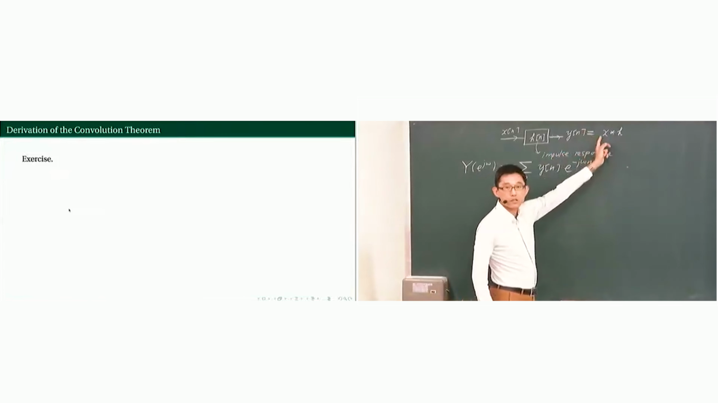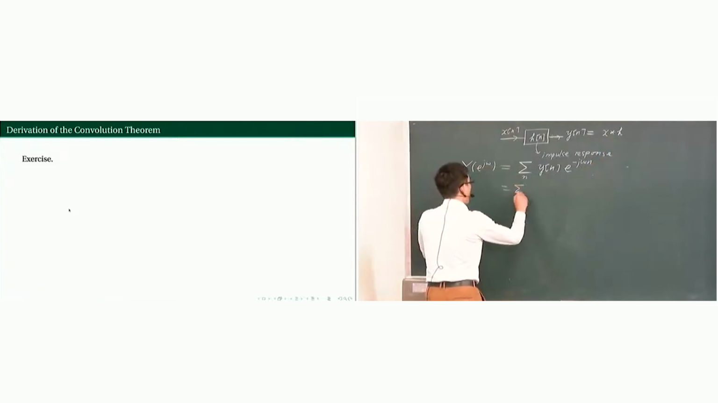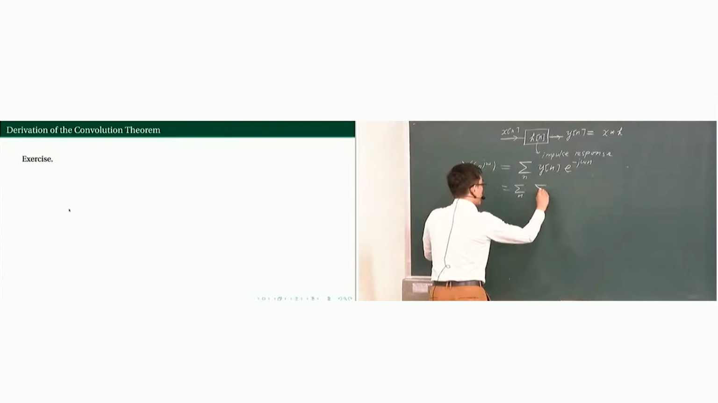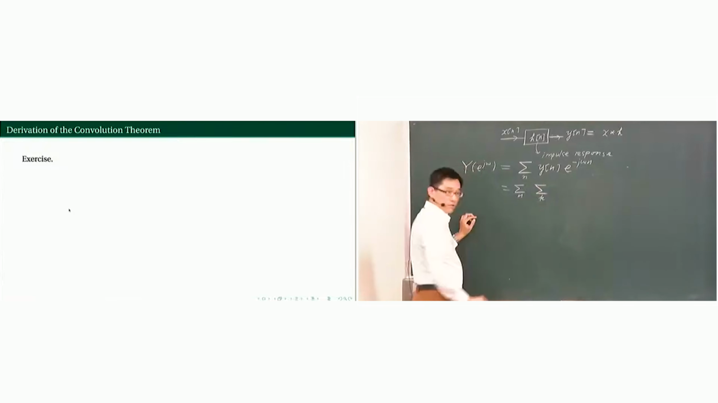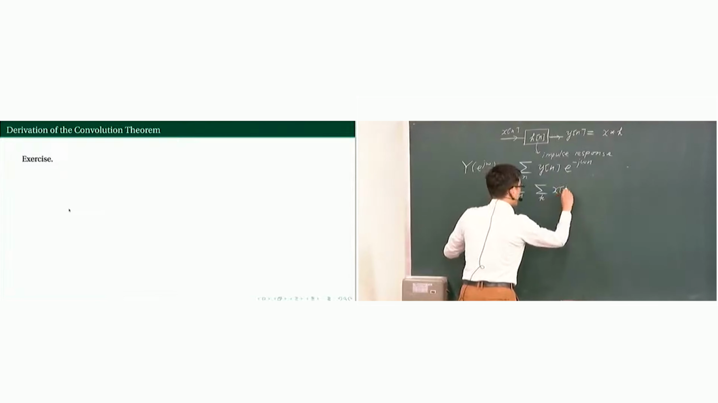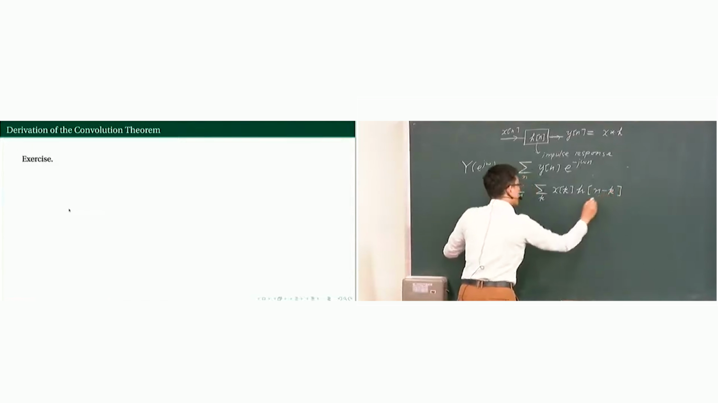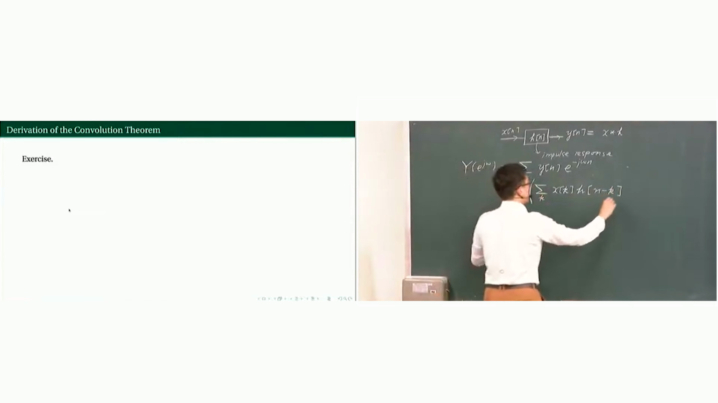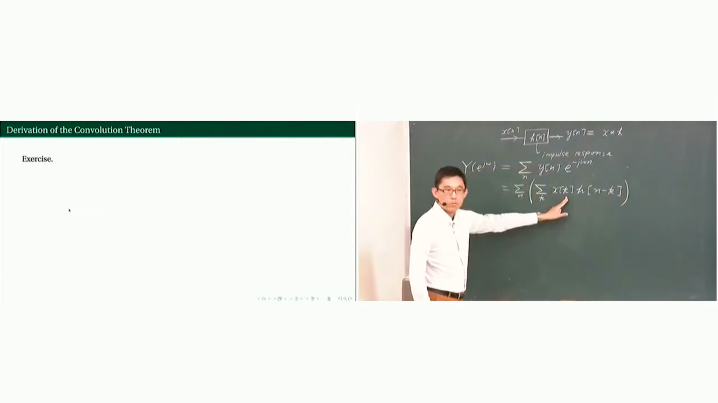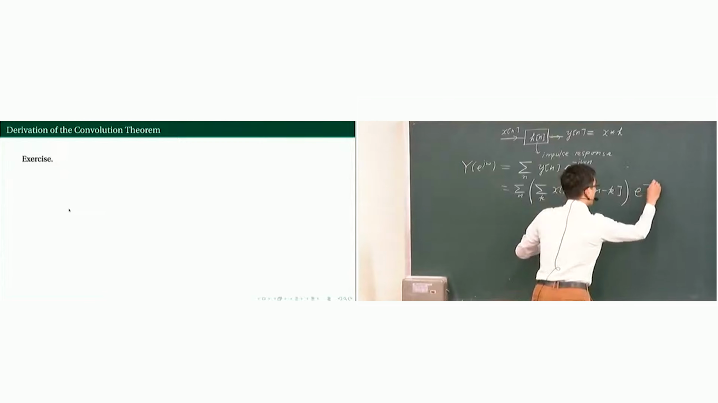Suppose that y is x convolved with h. So y[n], what is y[n]? y[n] is a summation over all k, the convolution, x[k] h[n minus k]. That's y in the time domain by definition. And we copy this term right here.